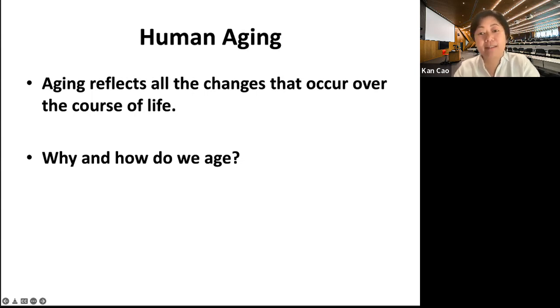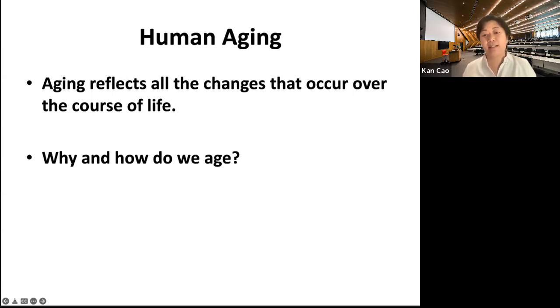But in fact, skin aging is among the most visible part of our aging process. And our skin is, if you don't know, the largest organ of our body. Evidence of skin aging includes sagging skin, wrinkles, and other problems.